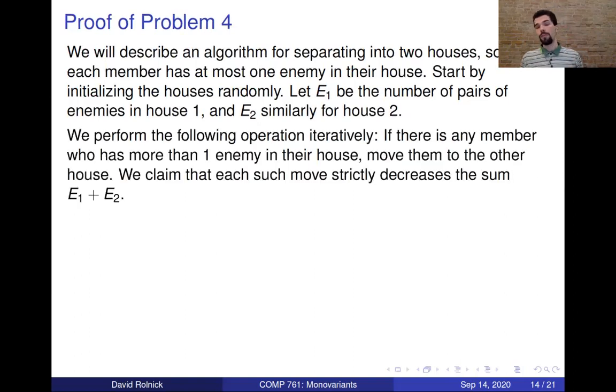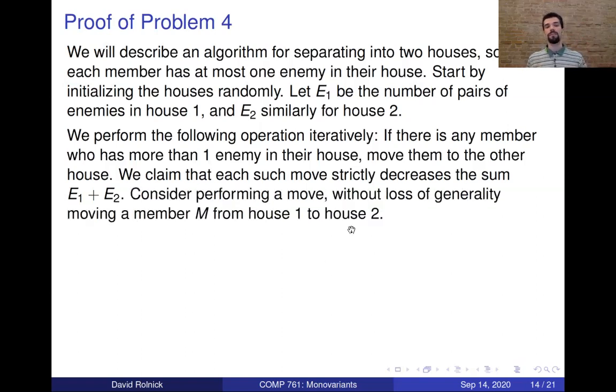So we're going to perform this operation, which we talked about before. If there is any member who has more than one enemy in their house, move them to the other house. And we claim that each such move strictly decreases the sum E1 plus E2. The word strictly is important there: it has to actually decrease by at least 1. It can't just stay the same. So consider performing such a move. Without loss of generality, you're moving a member from house 1 to house 2. Remember, without loss of generality is proof speak for symmetry. It's just the same if you were moving from house 2 to house 1. So just suppose it's house 1 to house 2, just labeling.